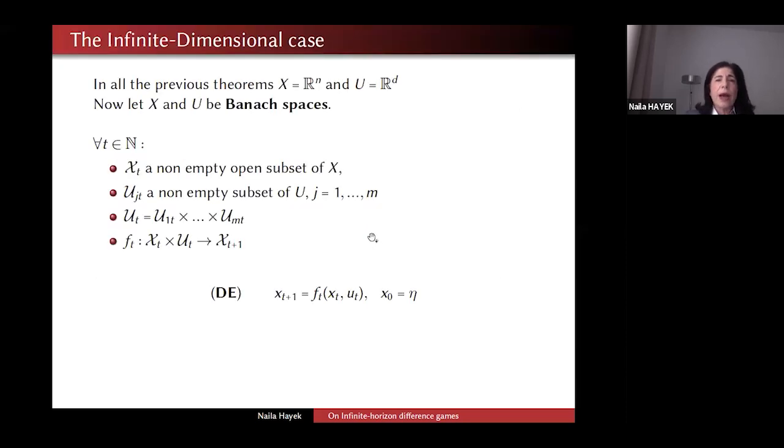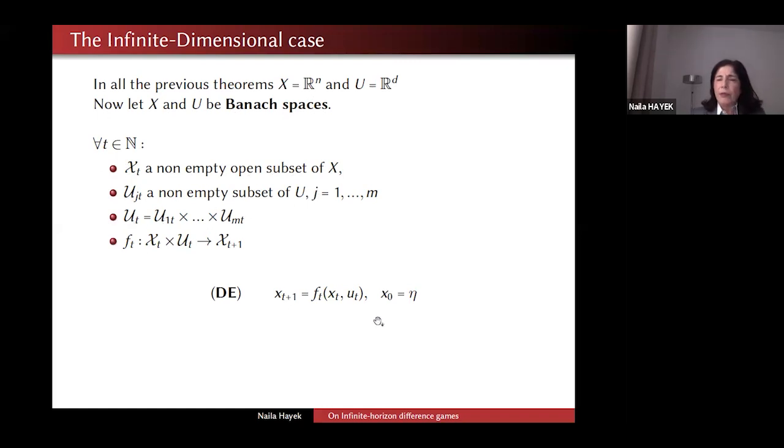Okay, so now just one word and I will stop if you want to ask me some questions. I said that I had to also introduce the infinite dimensional case. So in all my previous theorems, you notice that X was R^n and U was R^d. Now, I can imagine that X and U are Banach spaces. So I have the same configurations. X_t is an open, non-empty subset of a Banach space, not of R^n, U_j,t a subset of a Banach space U, and I have the same thing.